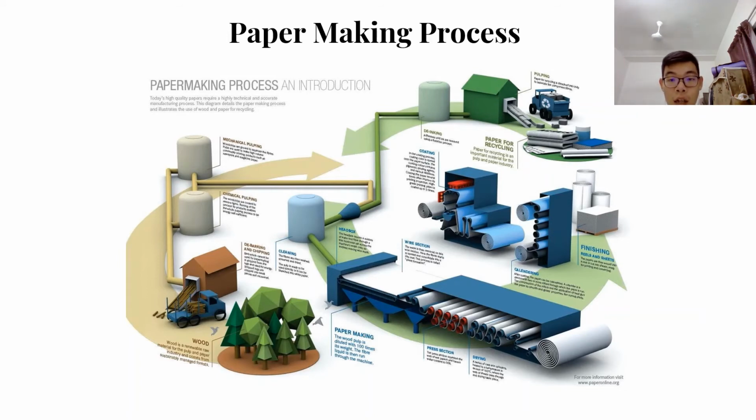You can see there's another line for recycled paper, where it undergoes the pulping process directly, followed by the de-inking process, where it removes the inks. Then it will be the same as the normal wood pulp: it enters the cleaning or bleaching and finally the paper making process.